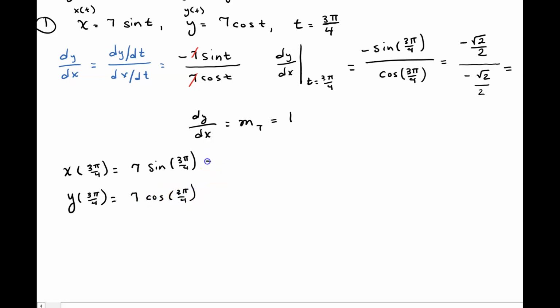Okay, and we just found those values a minute ago because we were referencing the unit circle. So let's take a look and see what 7 sine 3 pi over 4 is. This is just going to be 7 times the square root of 2 over 2. And this one down here is going to be a negative 7 square root of 2 over 2. And it looks just like that.